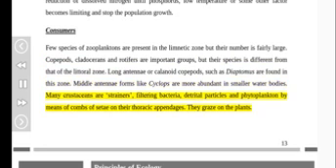Many crustaceans are strainers, filtering bacteria, detrital particles and phytoplankton by means of combs of setae on their thoracic appendages. They graze on the plants.